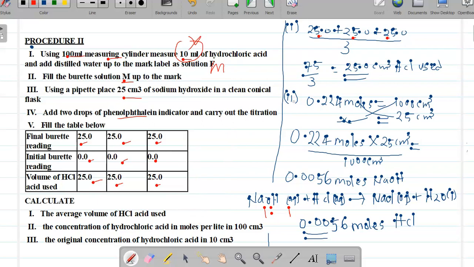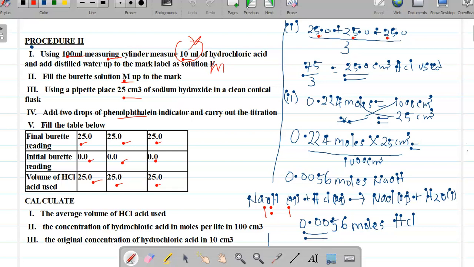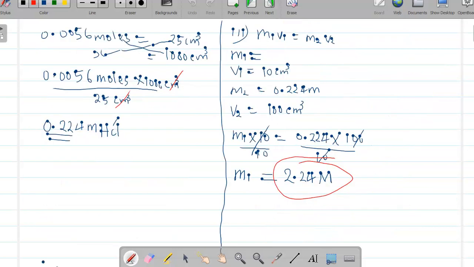To calculate the molarity or the concentration in moles per liter of the hydrochloric acid, you start from the side of the base, because in hydrochloric acid you don't have anything. First you get the number of moles of the base. So to get the number of moles of the base, 0.022 moles, which is the concentration of the base that we have obtained here. What was the concentration of the base?